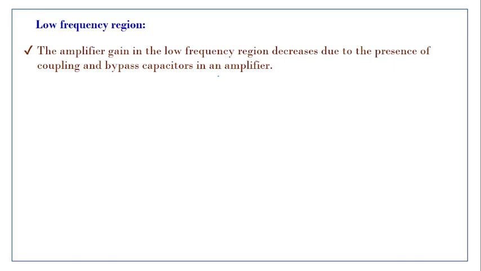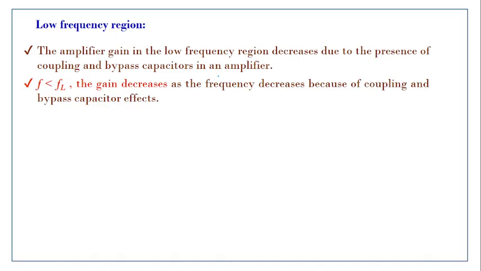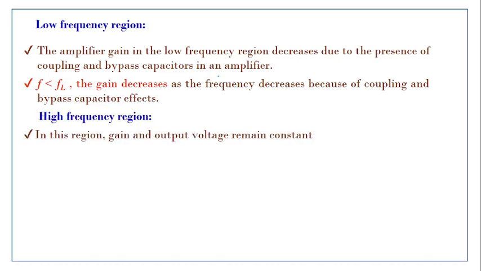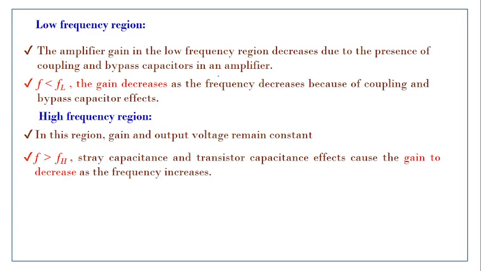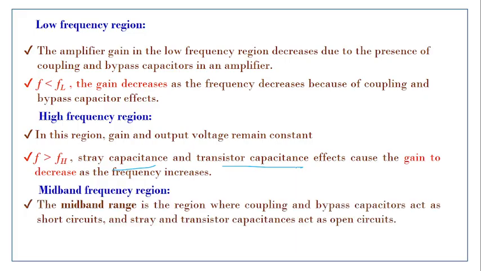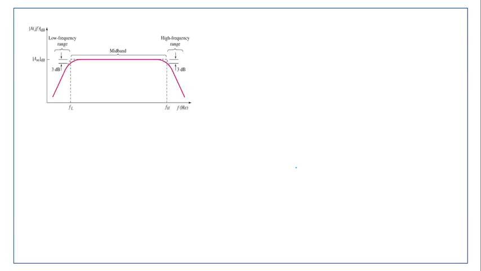In the low frequency range, due to the presence of the coupling and bypass capacitors, the gain is lesser. That is, at f less than FL, the gain decreases as the frequency decreases. Similarly, in the high frequency region, we have the impact of the stray capacitance or interelectrode capacitance, and that is why the gain decreases as the frequency increases. In between is called the mid-frequency region, where the gain is almost constant.